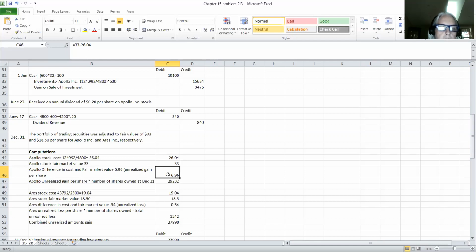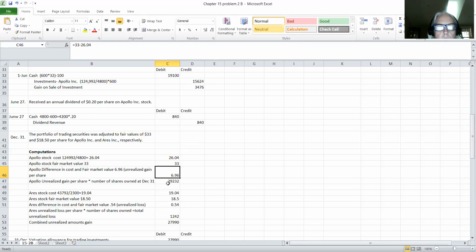So this gain is what we refer to as an unrealized gain. Unrealized means it hasn't happened yet because we haven't sold the stock. But in order for our stockholders to have a better idea of the value of the stock investment, we need to show this unrealized gain on our financial statements.